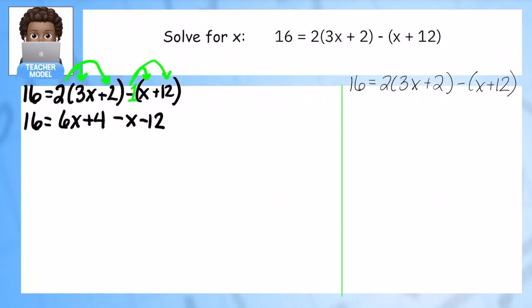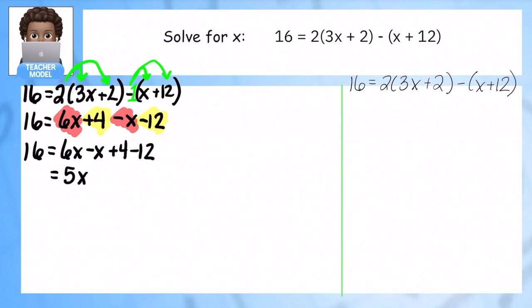Now that we've distributed everything, we're going to combine like terms. So look and see, scan around. Where do you see constants? Here. And I have 2 variables and coefficients here and here. So I'm going to rewrite them, putting these like terms next to each other. Now it's easier for me to simplify. 6x minus x, that leaves me with 5 x's. And positive 4 minus 12 is just negative 8.